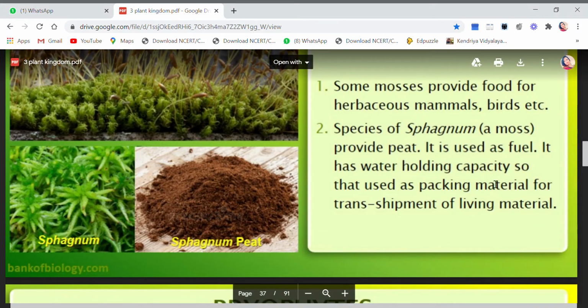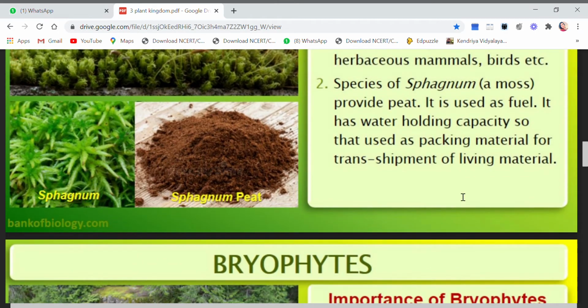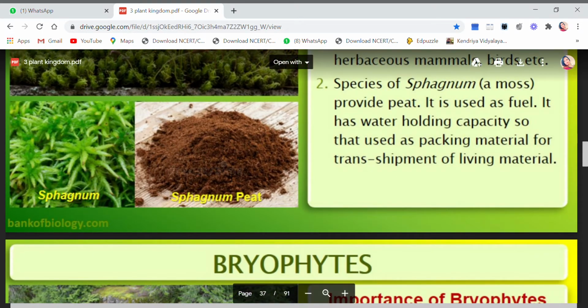It has water holding capacity, so it is used as packing material for transshipment of living material. That is, if some organisms or some new cells are to be transported from one part of the country or world to the other, then we use this peat as the packing material, because it has a very good water holding capacity, and keeping those living materials moist is the requirement. So that is why we use this as a packing material. This is sphagnum peat, and this is the plant which gets converted into peat.